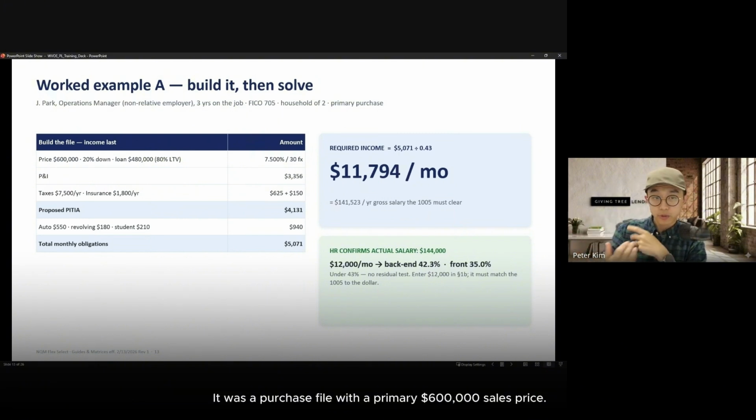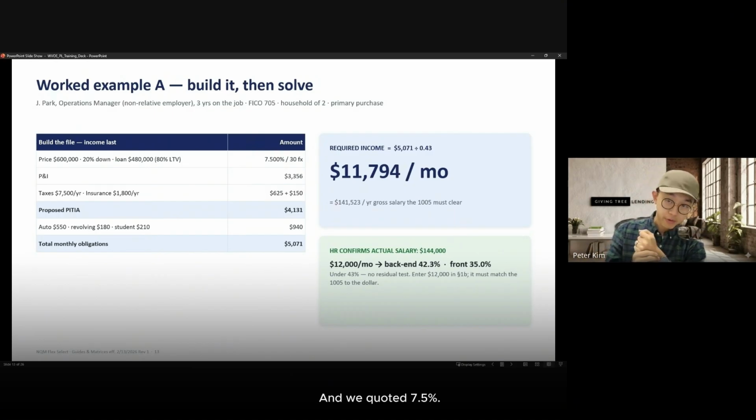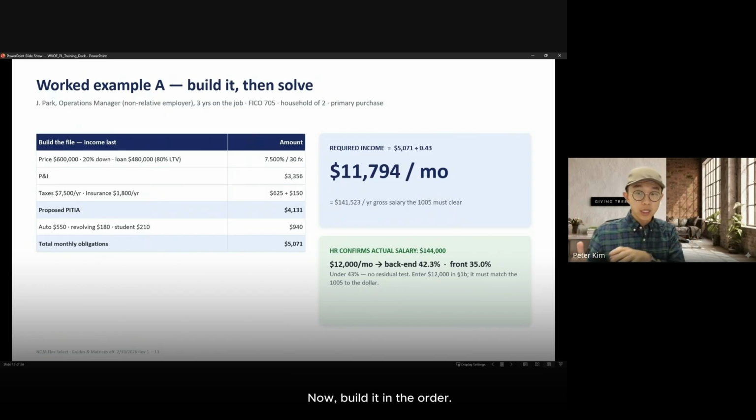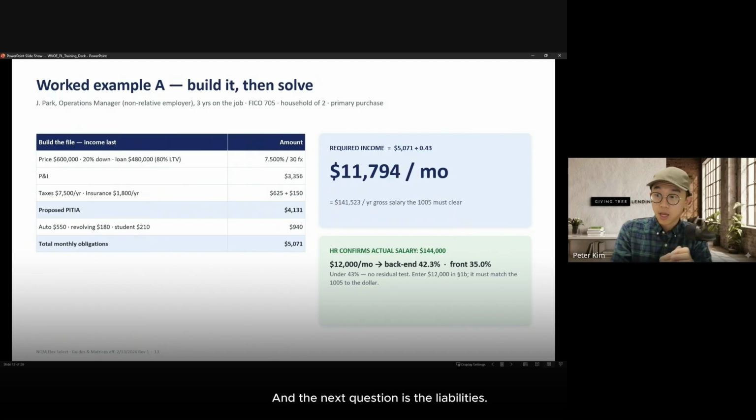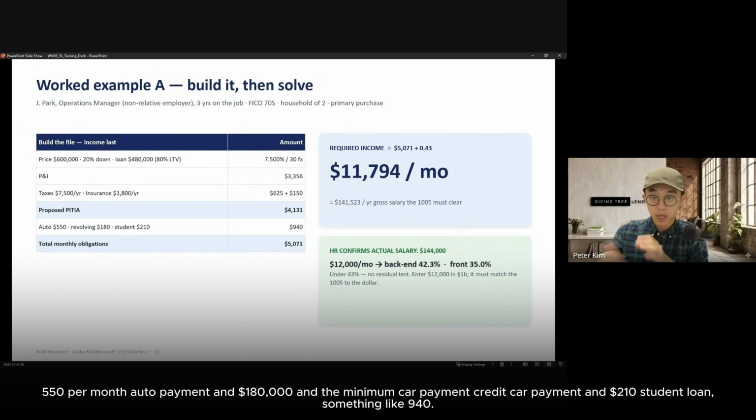It was a purchase file with a $600,000 sales price, 20% down, loan amount at $480,000, and we quoted 7.5%. Now, build it in order. Now we know the PI, tax, and insurance because we identified the sales price, type of home, loan amount, and loan type. And the next question is the liabilities: a $550 per month auto payment, and the minimum credit card payment, and a $210 student loan, something like $940.